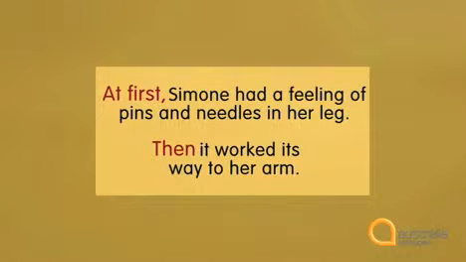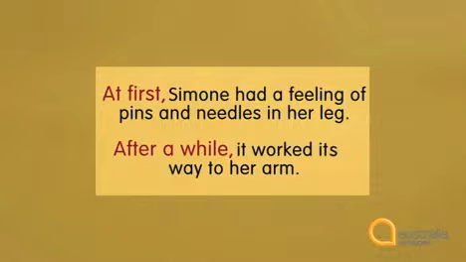Simone had a feeling of pins and needles in her leg. After a while, it worked its way to her arm. Notice that transition signals like this are often followed by commas. Adding transition signals has made Simone's story clearer. You can more easily see the order of events. This is very important in formal language. Try to make sure you learn and use a number of different transition signals.